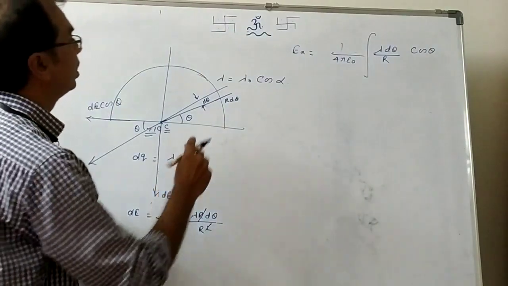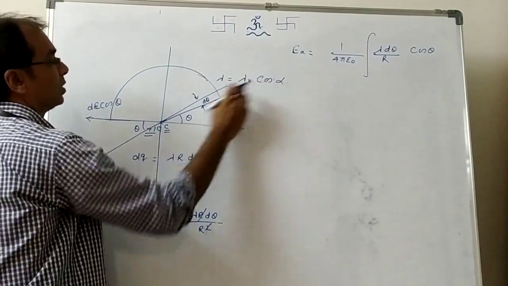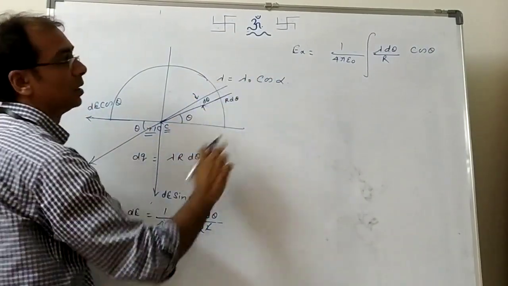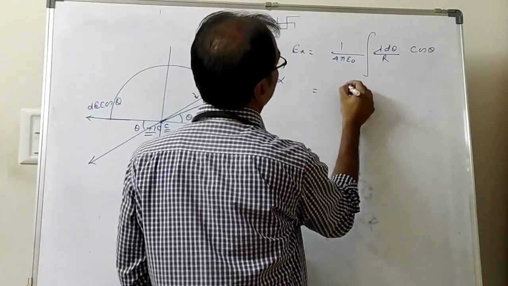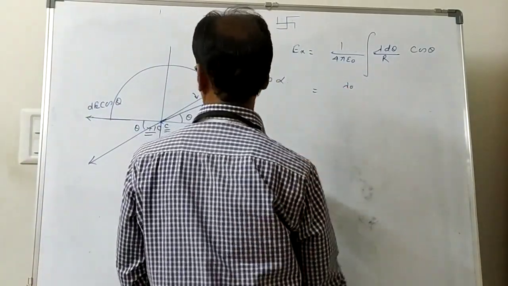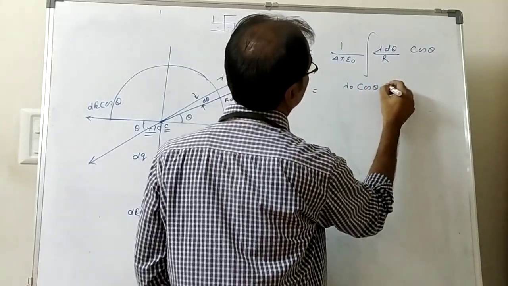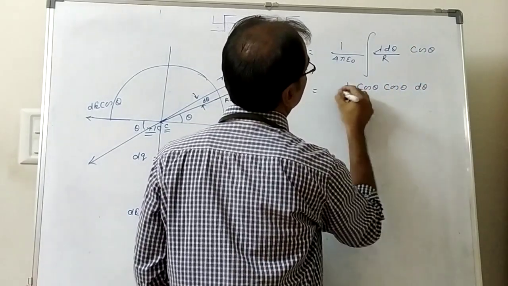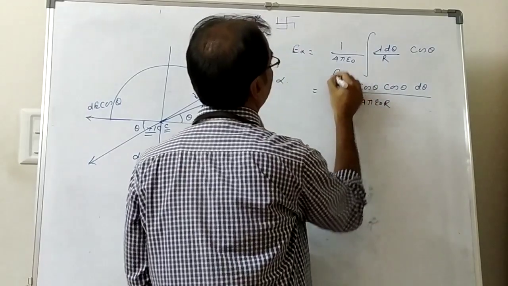Okay, now lambda value also we have to keep. Now here what lambda will keep? Because in alpha's place we have taken theta. So lambda will be written as lambda naught cos theta. Put it over there. So lambda naught cos theta into one more cos theta, this one, into d theta by 4 pi epsilon naught r. This is what we are integrating.